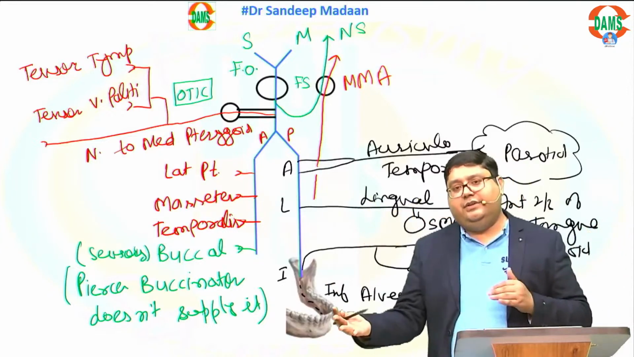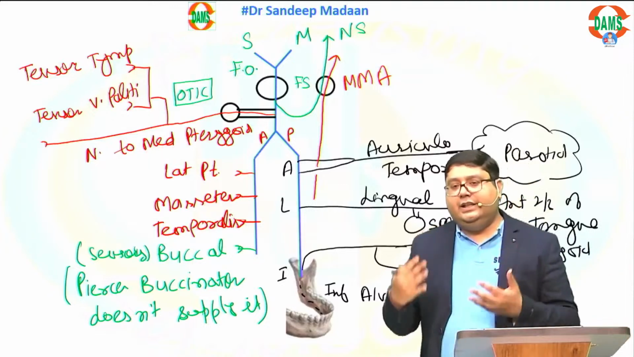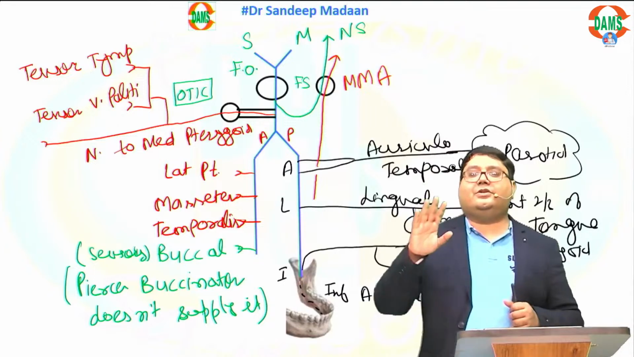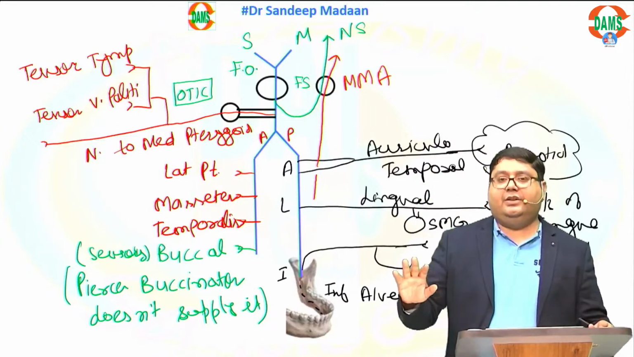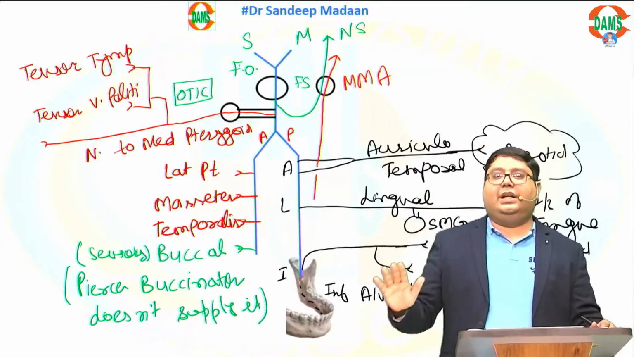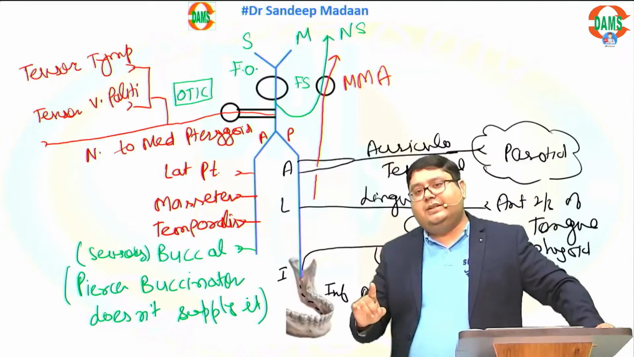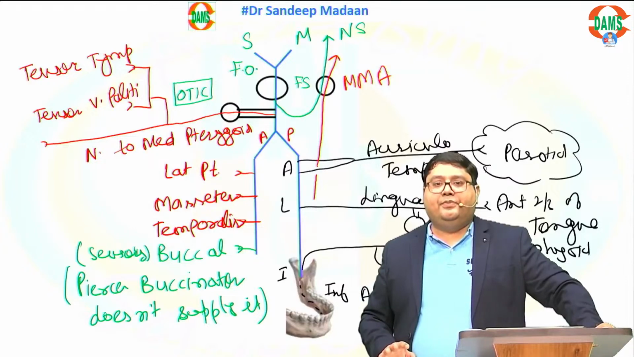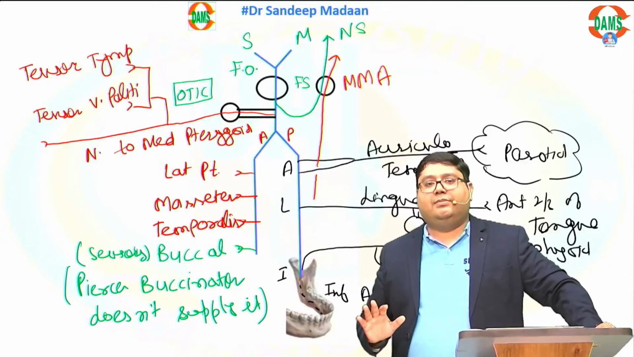Coming to the anterior division and posterior division. Anterior division is by and large motor. It supplies the muscles. Which muscles? Mainly the muscles of mastication. So we have the masseter, we have the lateral pterygoid, we have the temporalis muscle. And we have only one sensory branch, that is the buccal branch, which will pierce the buccinator, okay, but it will not supply it.